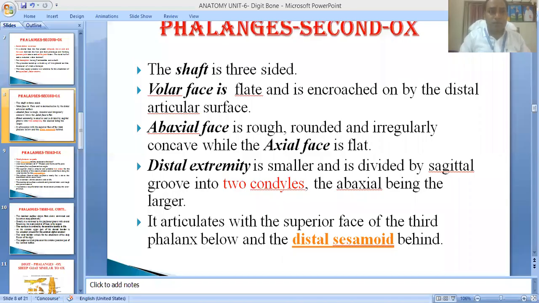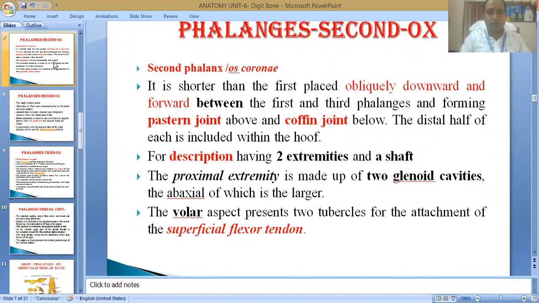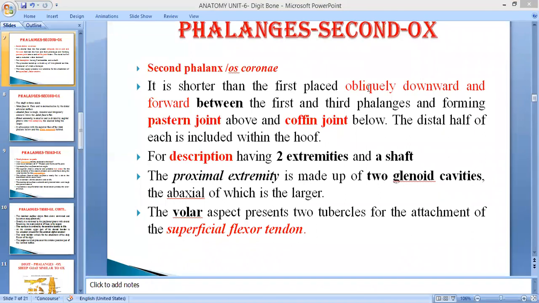So prior to a start, we have completed the first phalanx. We have already seen the picture of this second phalanx. The second phalanx is shorter than the first, located obliquely downward and forward, in direction in between the first and third phalanx, proximally forming a joint, the pastern joint, and distally forming the joint that is the coffin joint.